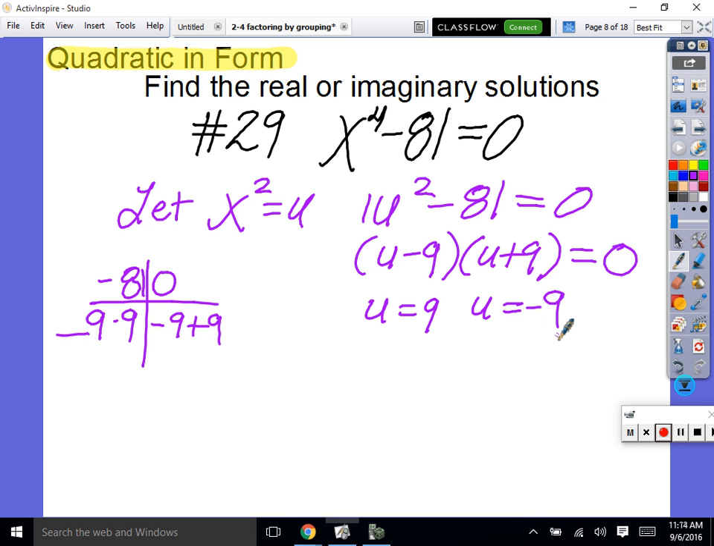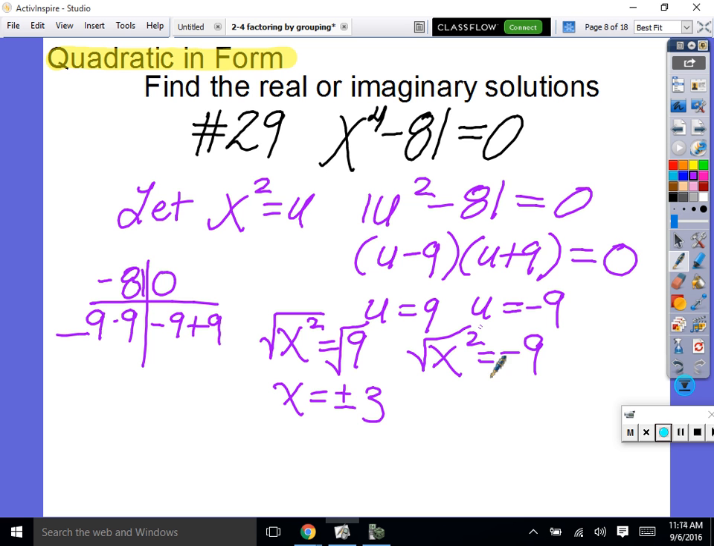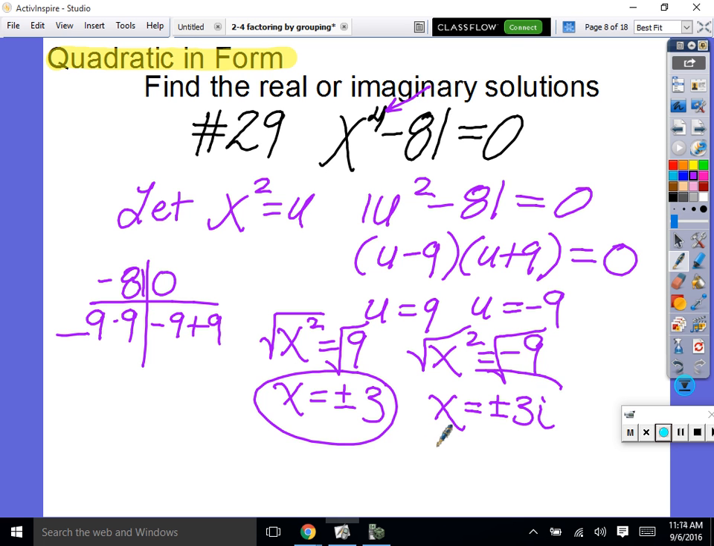Okay, so we get u is equal to 9, u is equal to negative 9, and then that's u though, so we have x squared is equal to 9, and x squared is equal to negative 9. Solve for x, square root both sides, x is equal to plus and minus 3. Square root both sides, x is equal to, the square root of negative 9 is plus and minus 3i. There better be 4 solutions since it was degree 4. Yep, 1, 2, 3, 4. So this would be another one that crossed at negative 3, positive 3, and then did not cross where the 3i solution and negative 3i solution are.